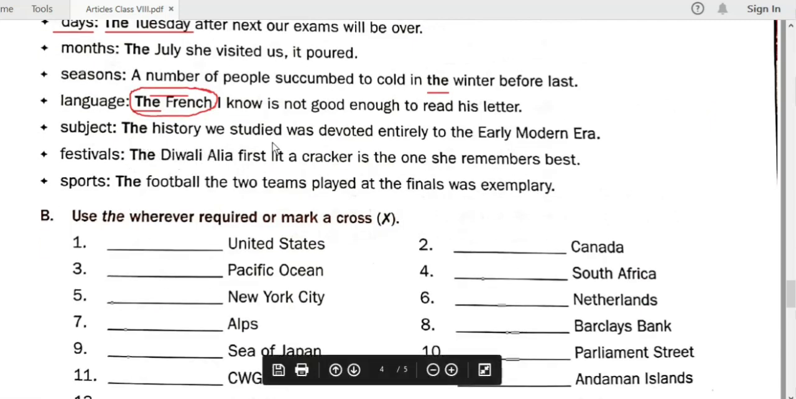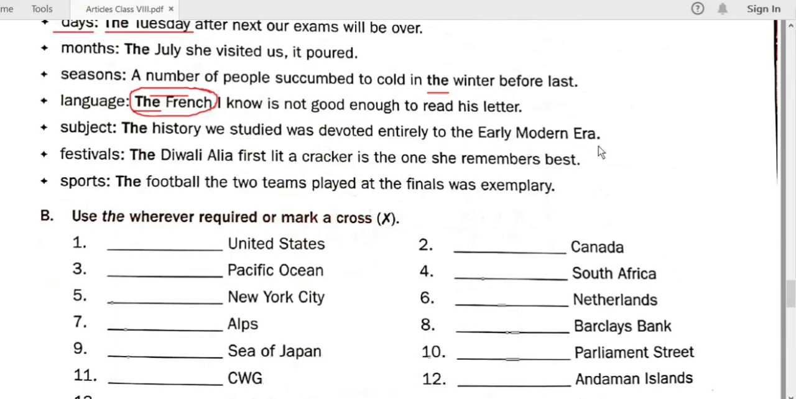Subject: The history we studied was devoted entirely to the early modern era. The history, so everywhere we have seen. Festivals: The Diwali Alia first lit a cracker in is the one she remembers best. Sports: The football the two teams played at the final was exemplary.